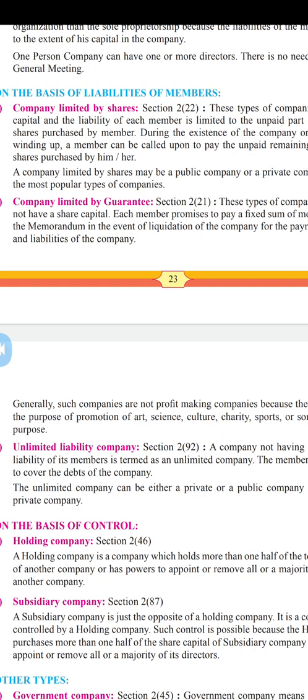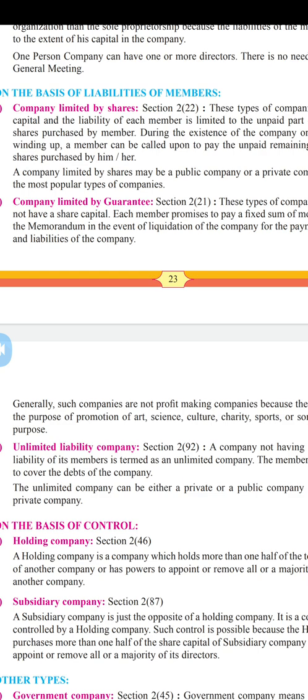That means all the powers come under the hands of the holding company, because they became the owner of more than 50% of the company. It has the power to appoint or remove all or a majority of directors of another company. That means the holding company gets the powers to appoint or remove all or a majority of directors of another company.